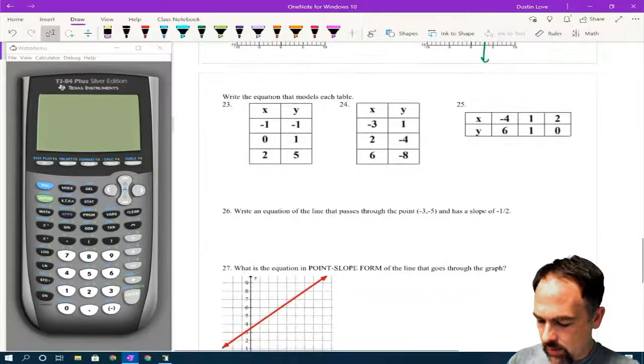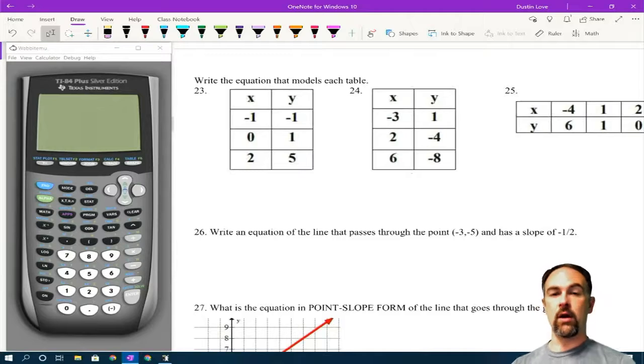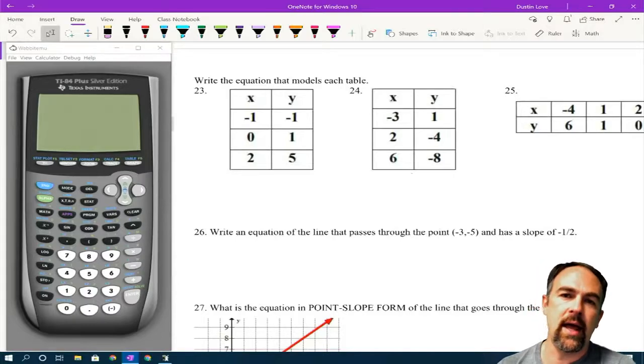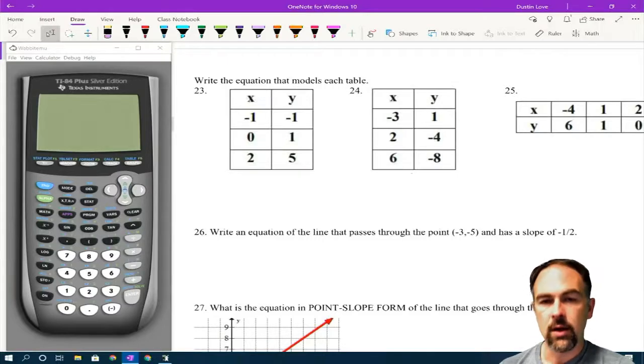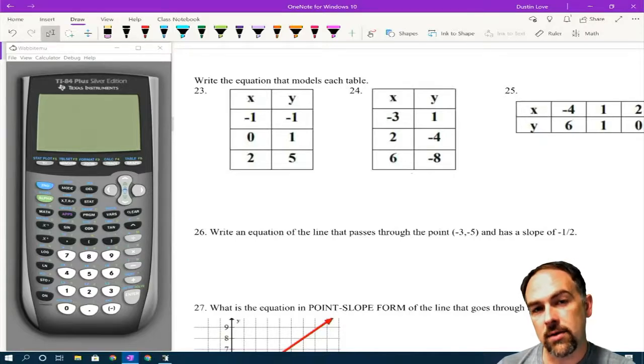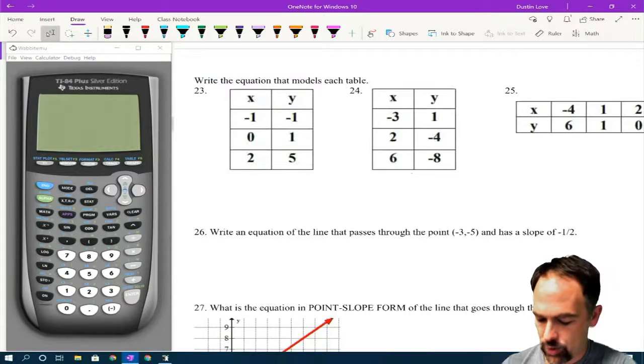Okay, so write the equation that models each table. Now remember, our game plan here is we got to find the slope every single time. Then we got to decide, is there a y-intercept, which happens when x equals 0. If there is a y-intercept, we're using slope-intercept, y equals mx plus b. If there's not a y-intercept, then we're just going to use point slope with any point on the table, doesn't matter which one.